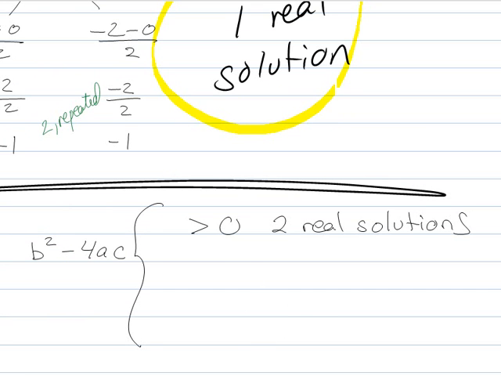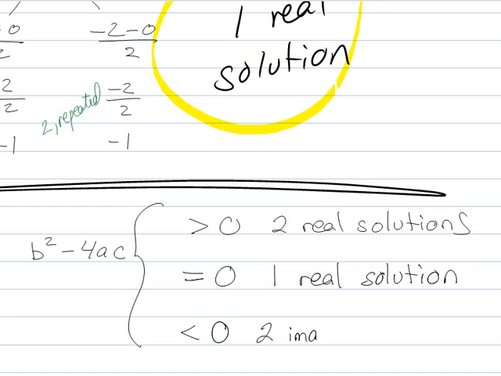You don't have to memorize this, just think: if they take the square root of a positive number, I'm adding and subtracting stuff, so I'm going to end up with two different answers. If it's equal to 0, I'm going to have one real solution. Again, that's because I'm taking the square root of 0, so I'm adding or subtracting nothing, and I'm only going to have one solution. Then if it's less than 0, I'm going to have two imaginary solutions.